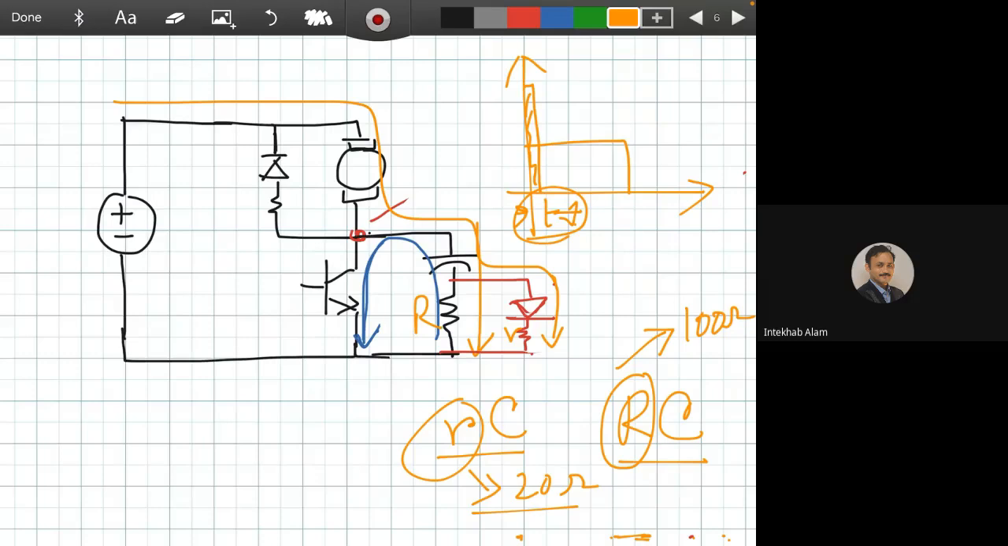So this is the dV/dt protection of the switch, and for dI/dt protection we usually use a simple inductor here. What is the protection against overcurrent? Do you know? Do you have any idea of overcurrent protection?